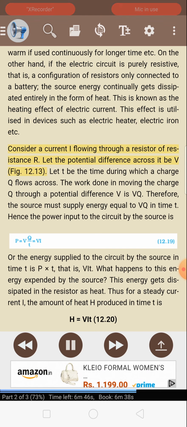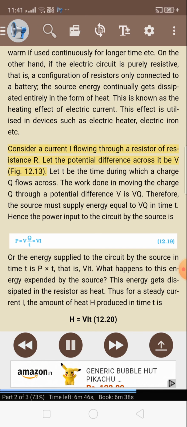Consider a current I flowing through a resistor of resistance R. Let the potential difference across it be V, figure 12.13. Let t be the time during which a charge Q flows across. The work done in moving the charge Q through a potential difference V is VQ. Therefore, the source must supply energy equal to VQ in time t. Hence the power input to the circuit by the source is P = VI. Or the energy supplied to the circuit by the source in time t is P times t, that is VIt.